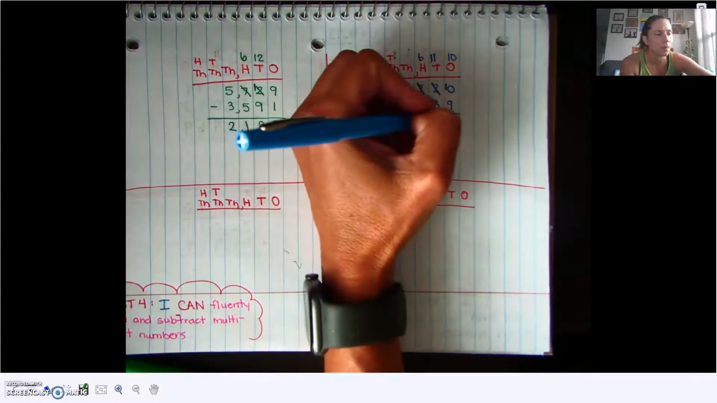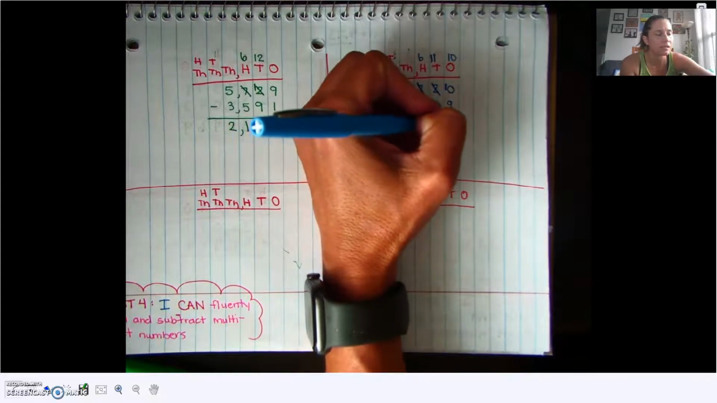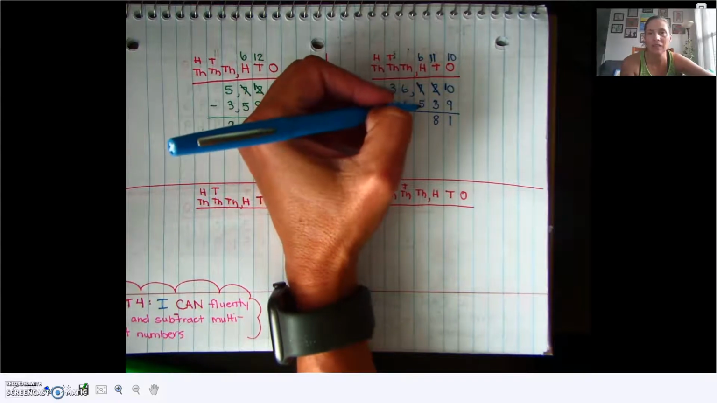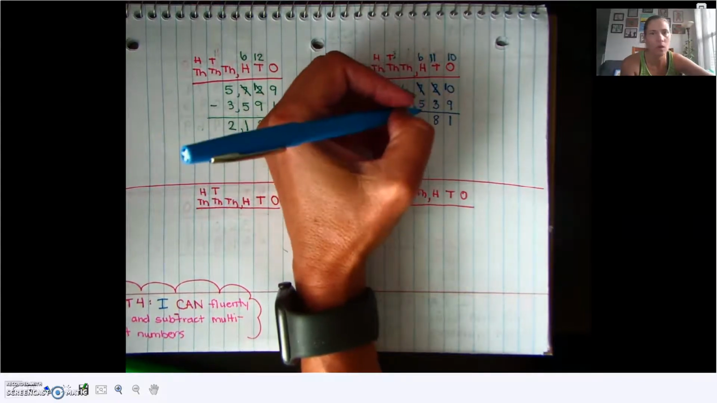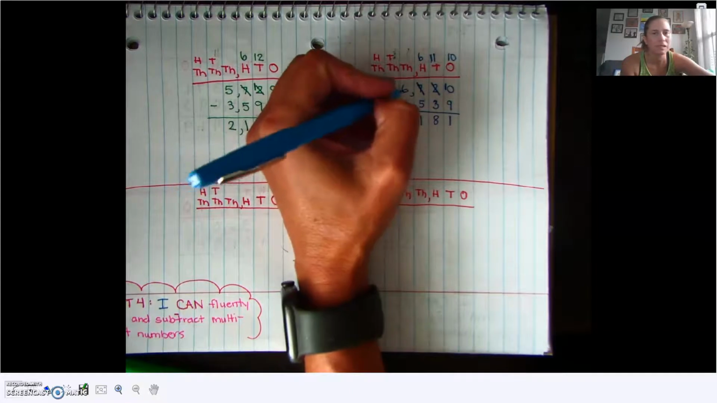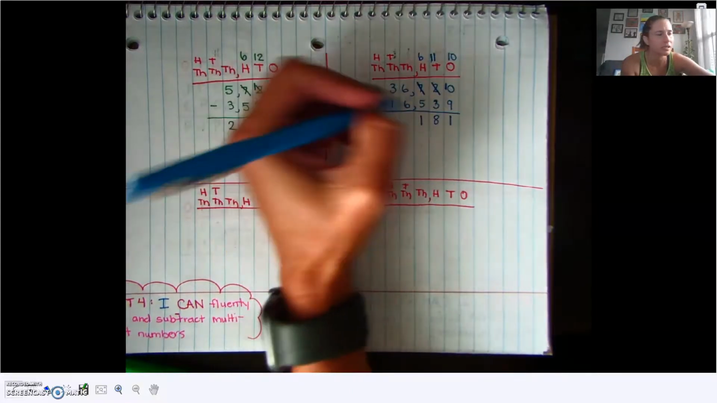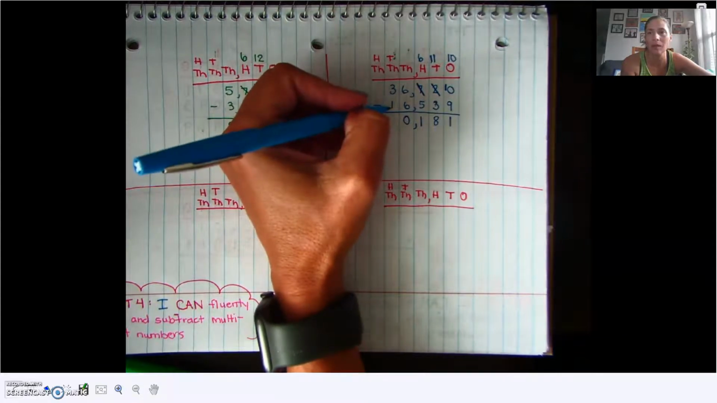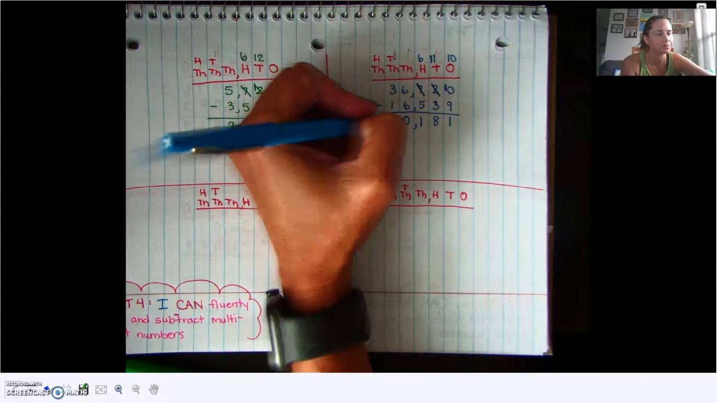And so that one is 8. I have 6. Can I take away 5? Yes. So I don't have to borrow or regroup. That's just 1. 6 take away 6 is 0. Forgot my comma. And 3 take away 1, we don't have to borrow or regroup, is 2.